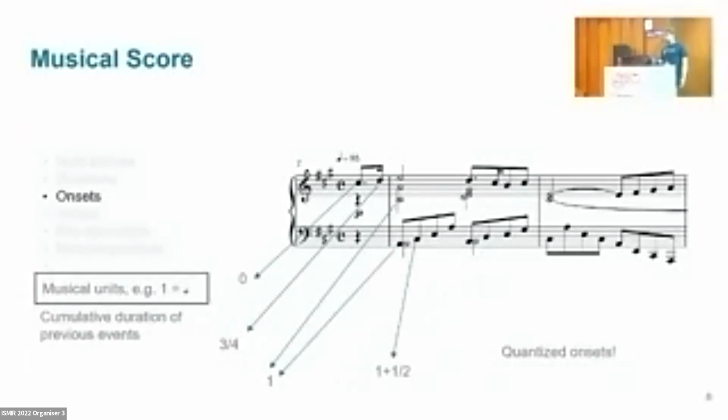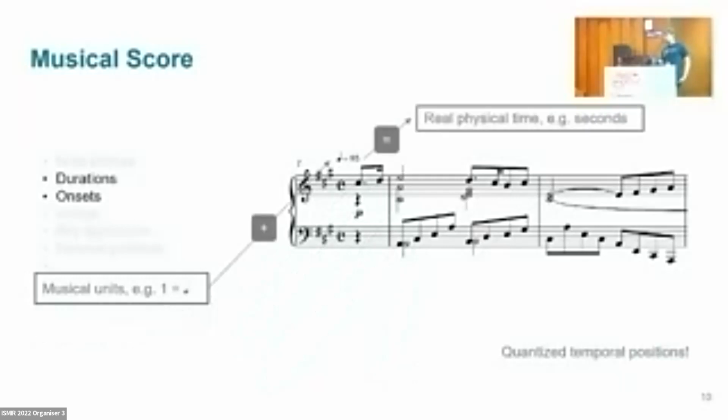Then we have onsets, which in the musical score are just the cumulative sum of the previous durations. And as I said, this is not related to physical time. But if you have this symbol here, that is a tempo indication, then you can switch from musical units to physical time.